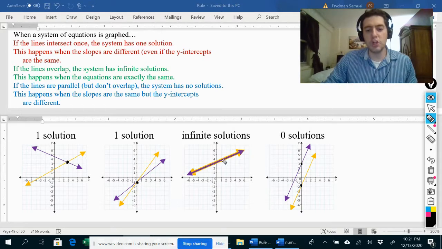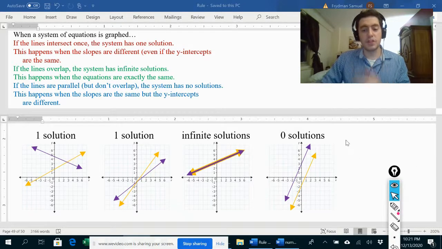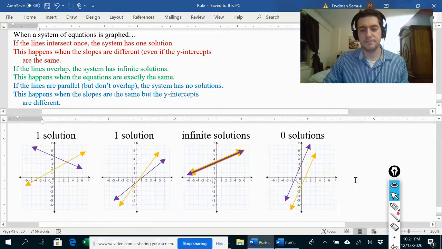Whereas over here, the slopes were the same and also the y-intercepts were the same. This is the y-intercept for both the purple line and the yellow line. Everything is the same about these lines. They're the same lines. All right, so moving along here, let's look at some examples with actual equations.